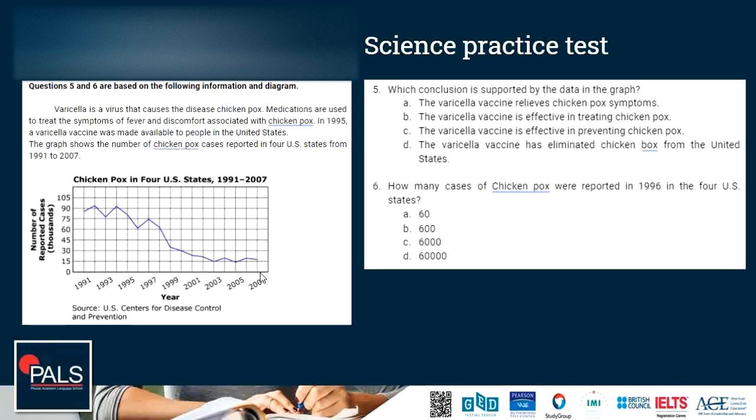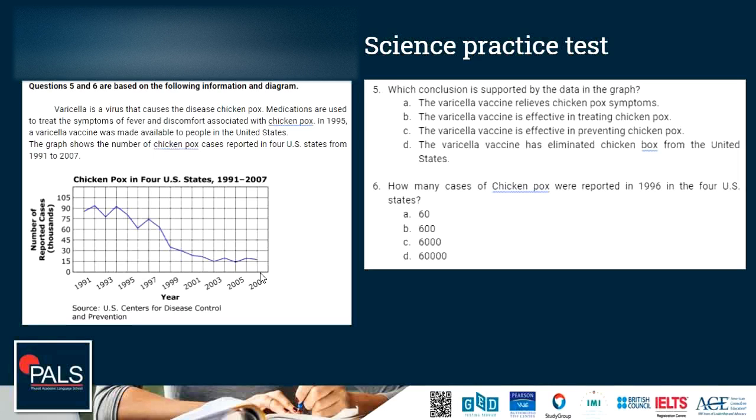Which conclusion is supported by the data in the graph? The varicella vaccine relieves chickenpox symptoms. The varicella vaccine is effective in treating chickenpox. The varicella vaccine is effective in preventing chickenpox. The varicella vaccine has eliminated chickenpox from the United States.